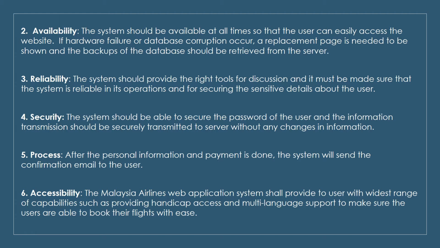Accessibility. The Malaysia Airlines web application system should provide the user with the widest range of capabilities such as providing handicap access and multi-language support to make sure the users are able to book their flight.